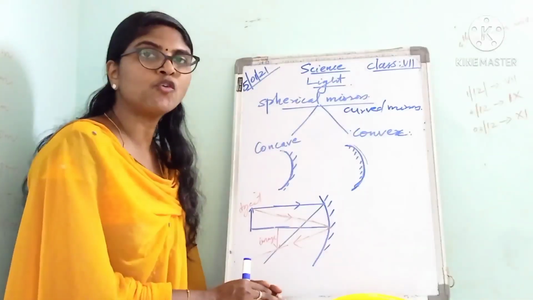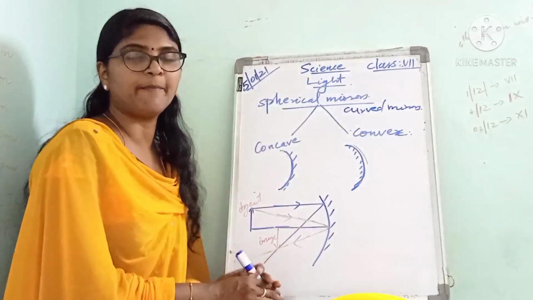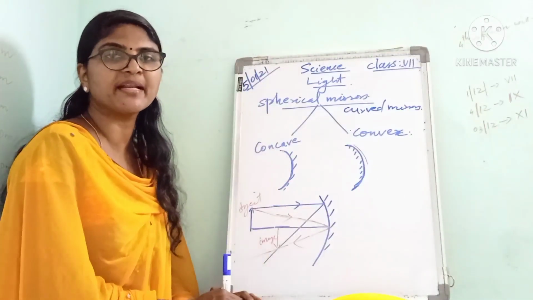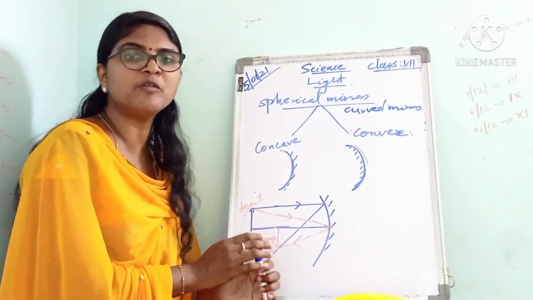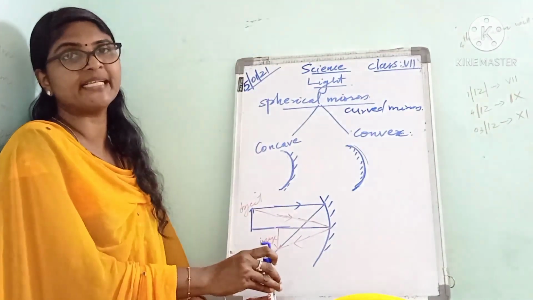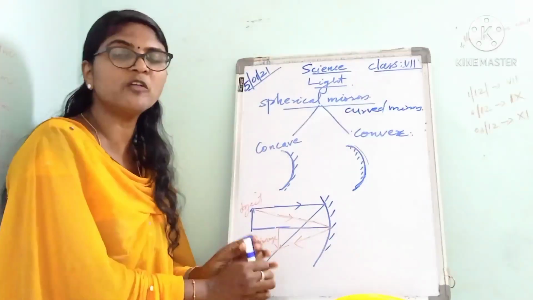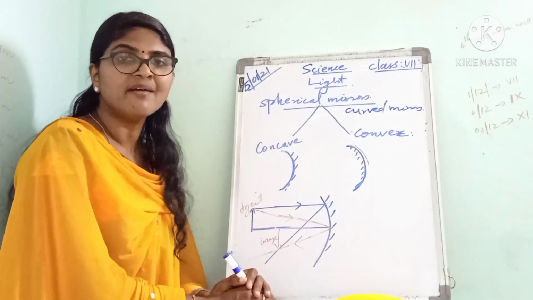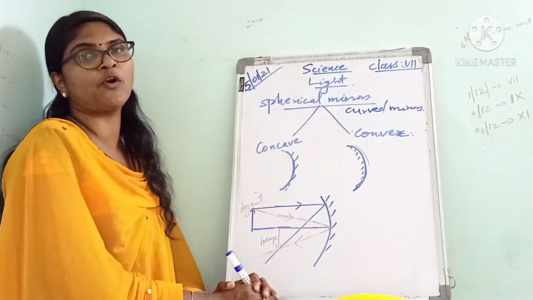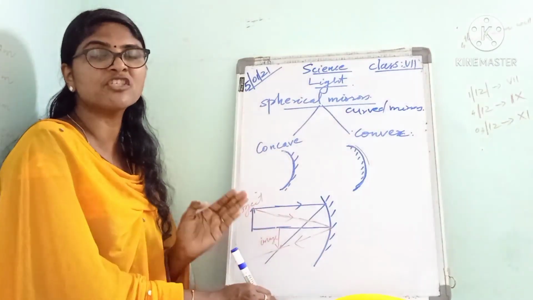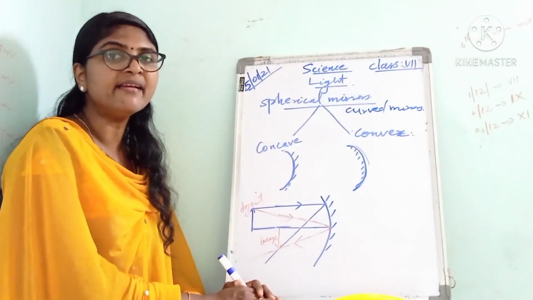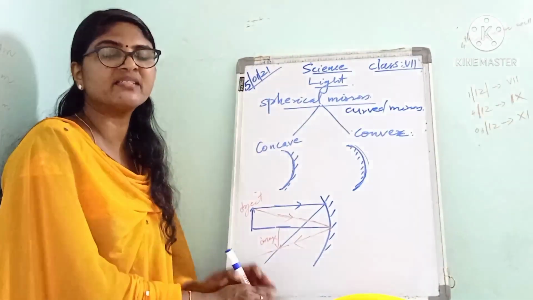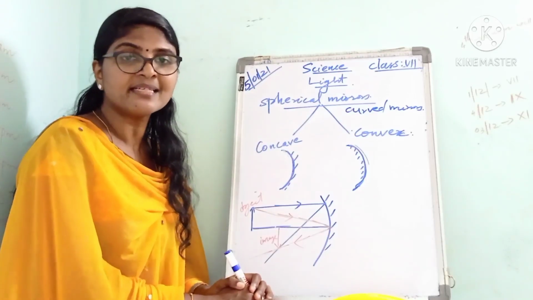Next we can see how a concave mirror forms a real image. Okay, the image formed by a plane mirror is a virtual image. That thing we have already learned. The image formed by a plane mirror is a virtual image which cannot be captured on a screen.